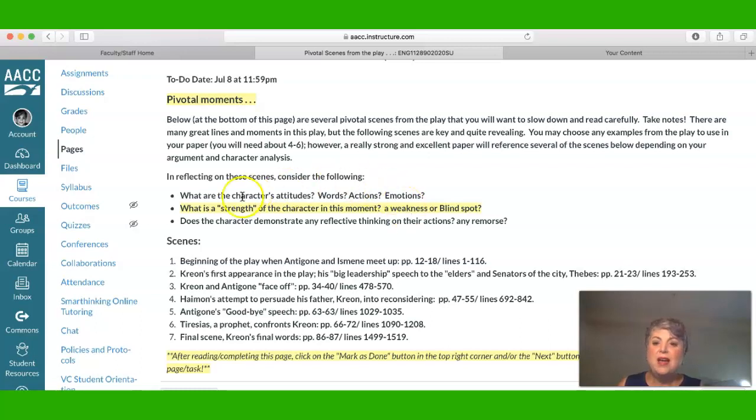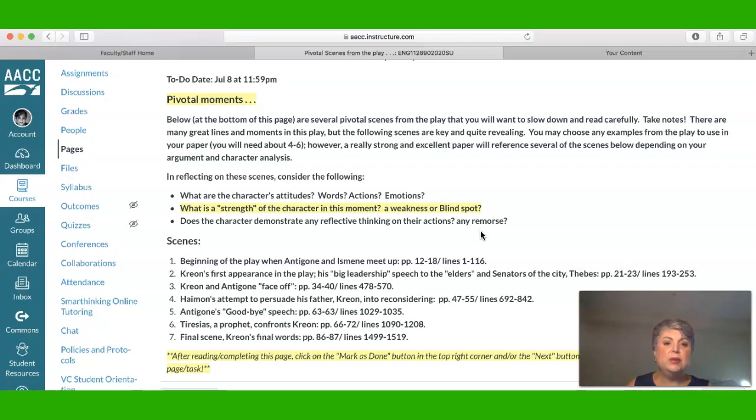So think about that. And then finally, does the character demonstrate any reflective thinking or self-awareness in this moment? Does the character demonstrate any remorse? These are really good things to consider. Antigone and Creon don't necessarily demonstrate a lot of self-awareness at the beginning of the play, but I would argue that both of them demonstrate a little bit more self-awareness toward the very end. Now, I'm not saying that they change or that there are big changes, but these are just tiny little tweaks in their point of view.